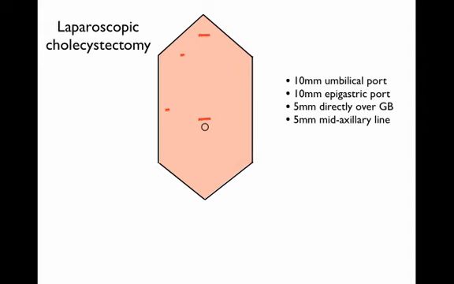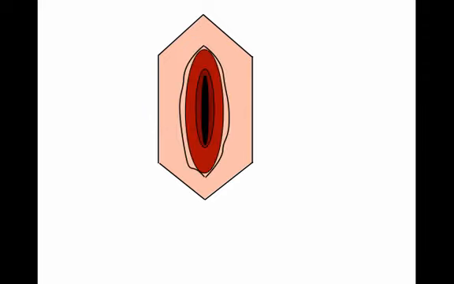The next operation commonly encountered is the laparoscopic cholecystectomy. Here we have a 10mm umbilical port, a 10mm epigastric port, a 5mm scar directly over the gallbladder in the midclavicular line, and finally the fourth scar is a 5mm mid-axillary line port just above the umbilicus on the right hand side. Now, the final consideration is this angry looking wound.